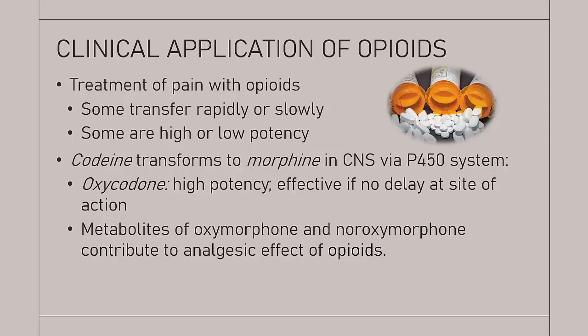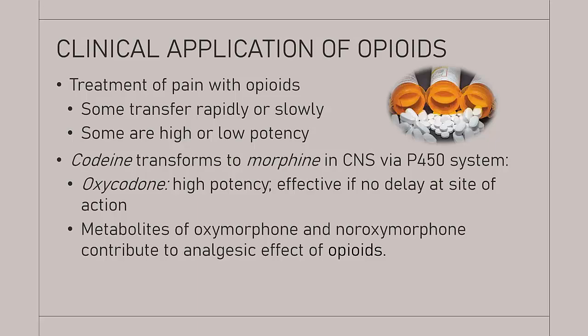Pharmacodynamics of opioids. Pain is a complex condition to treat pharmacologically with opioids. Some opioids transfer rapidly or slowly between the plasma and their target site. Their strength is classified as high or low potency. The analgesic effect of codeine, a low-potency opioid, is predicated on its biotransformation to morphine in the central nervous system. Approximately 10% of oral codeine is converted to morphine by the cytochrome P450 enzyme system.